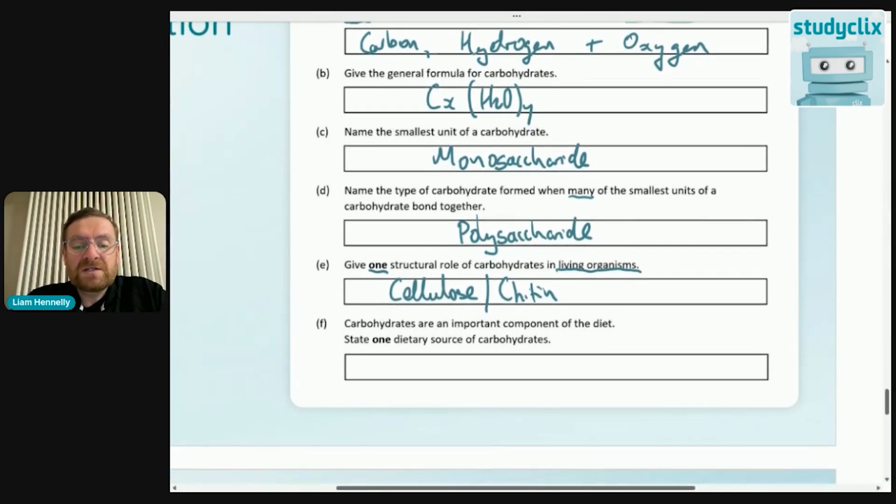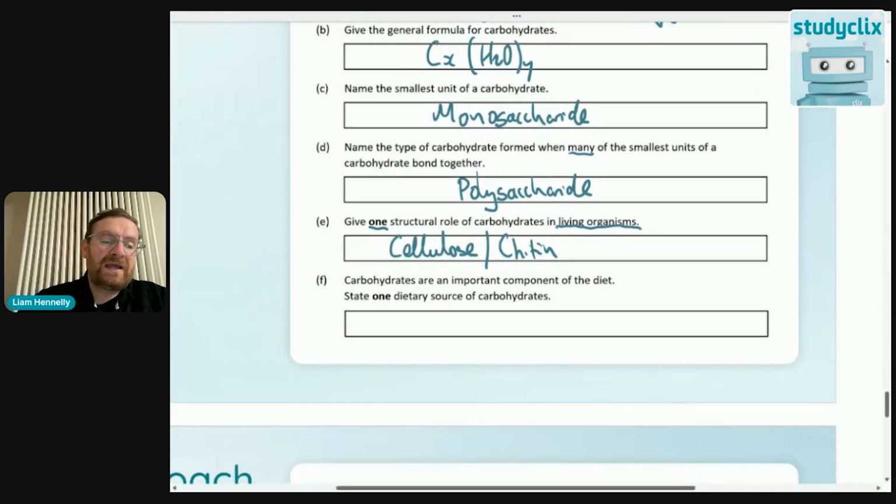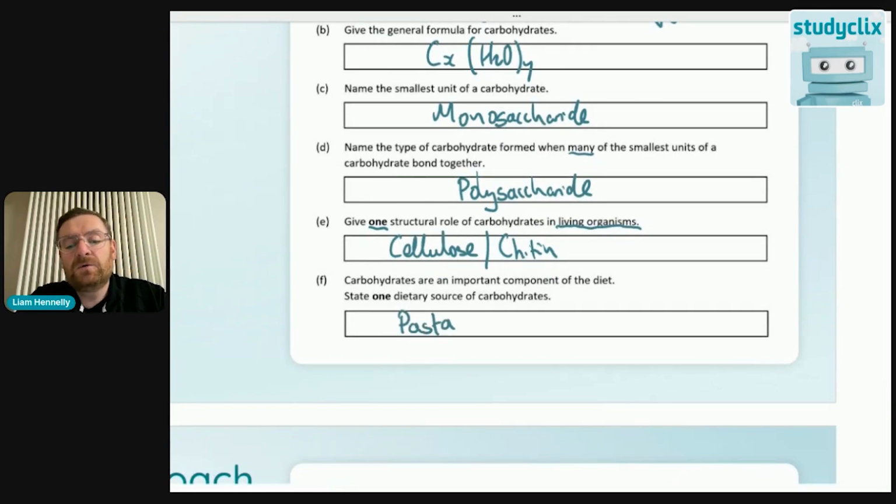Carbohydrates are an important component of the diet. State one dietary source of carbohydrates. Again, there are so many answers here that a student could write down, but if you were to write down pasta here, or rice, or bread, or potatoes, you would be correct.